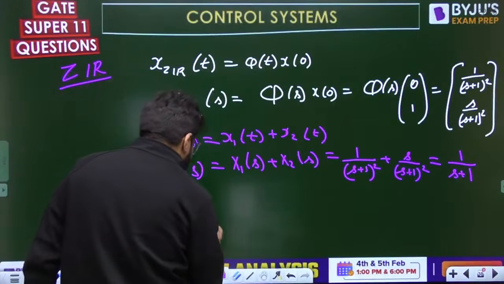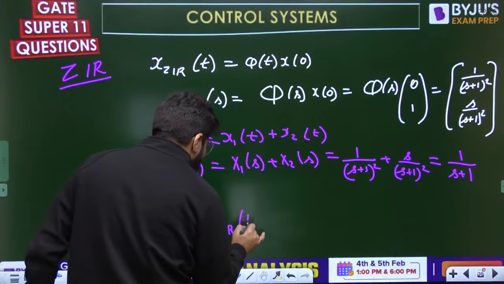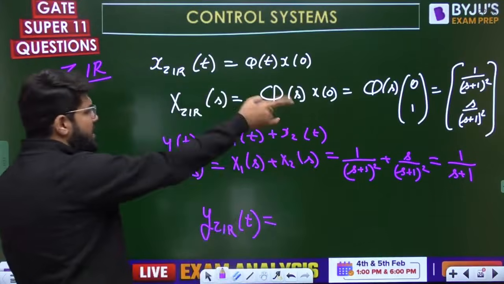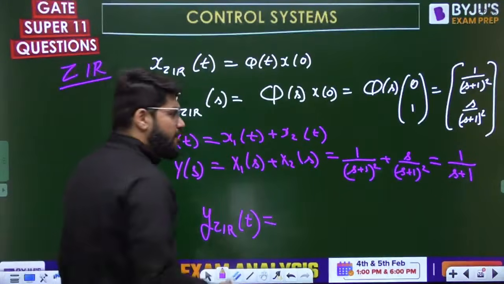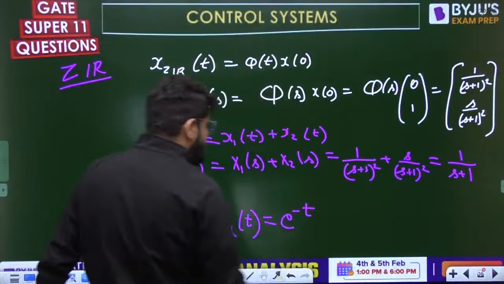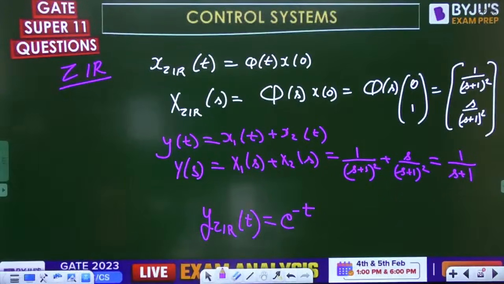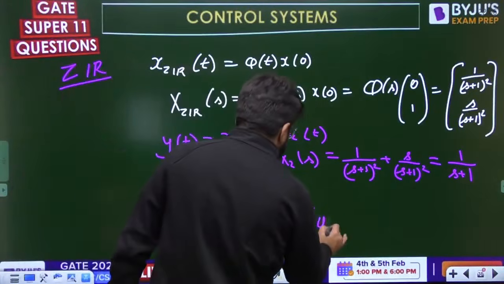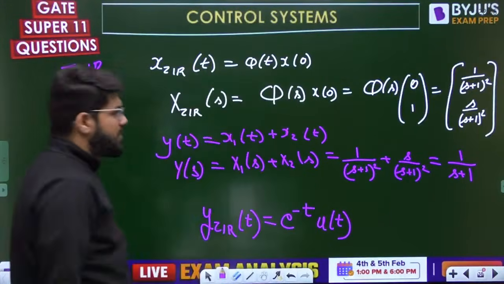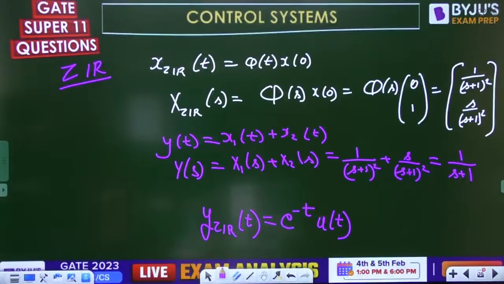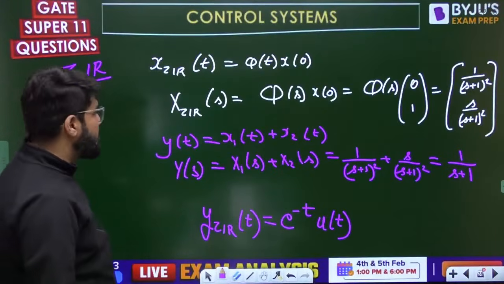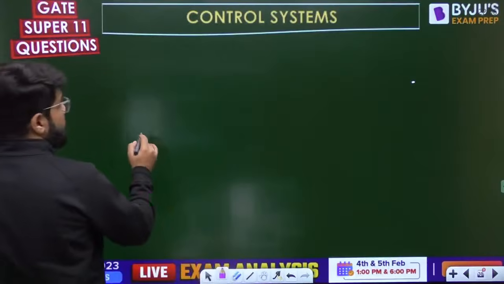So dear, what is the y ZIR(t)? This is the zero input response only. Inverse Laplace of 1 upon s plus 1 is e power minus t. Finish. Okay, e power minus t or e power minus t u(t). Done. So you have to be a little smart in the calculation. Otherwise, this question can go lengthy for you.